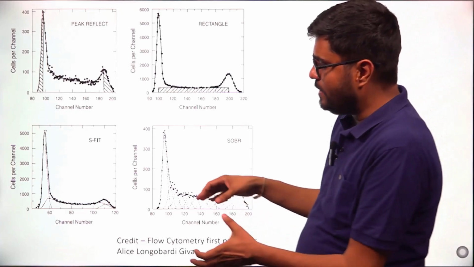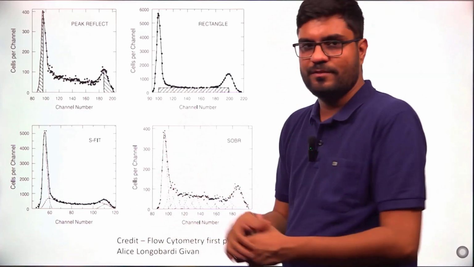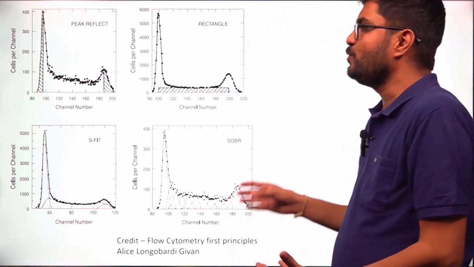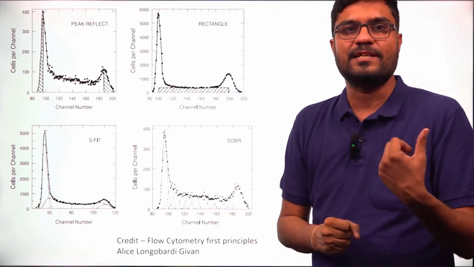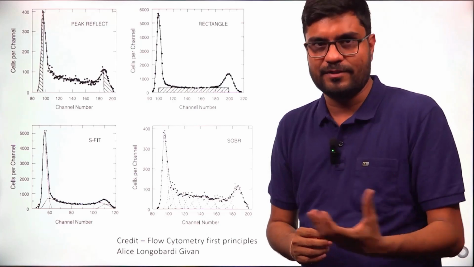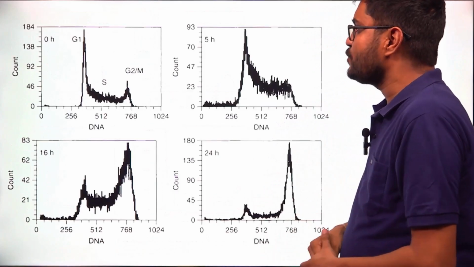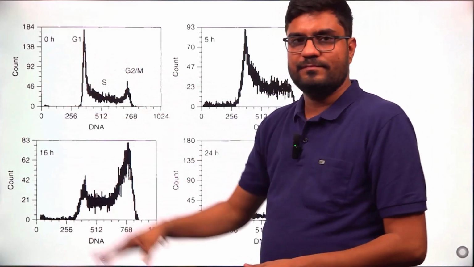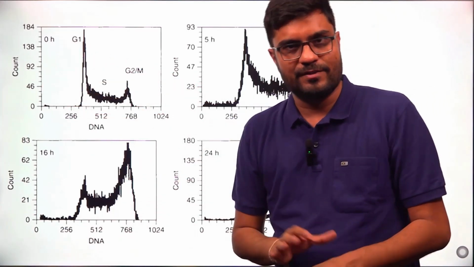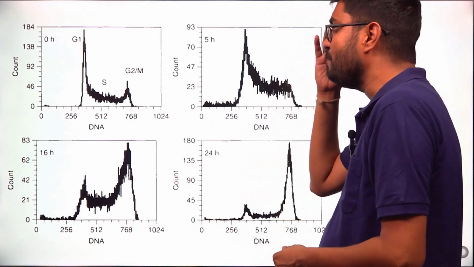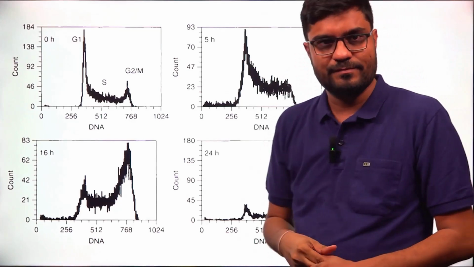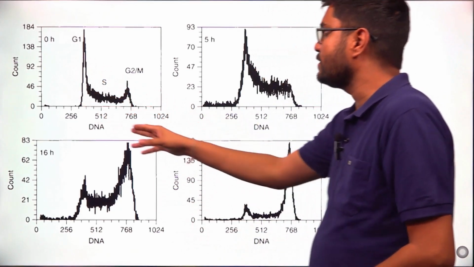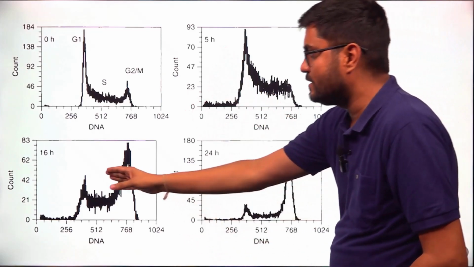Now we take this knowledge of flow cytometric analysis of cell cycle into the experimental situation where cells are treated with different types of drugs. Here at 0 hours, cells are given a drug which is called platinum carboxylate.